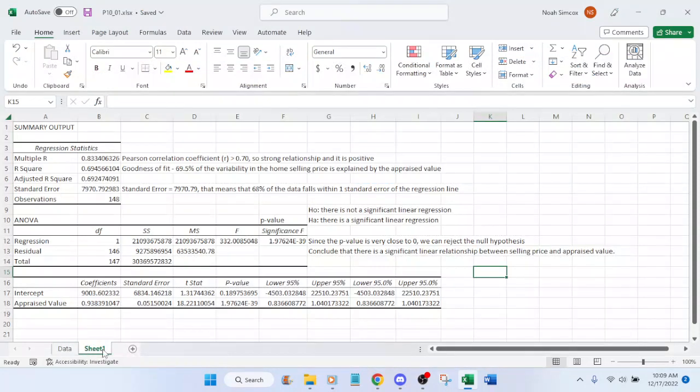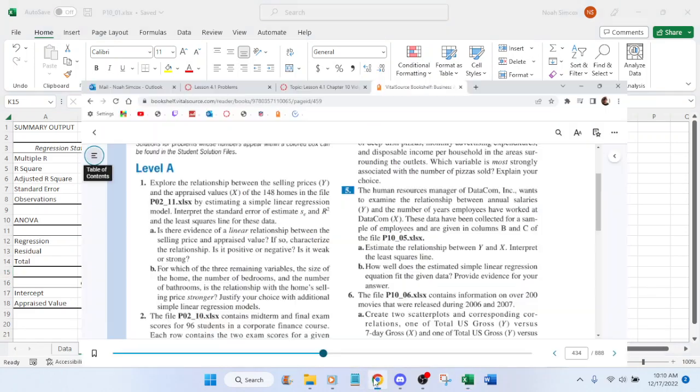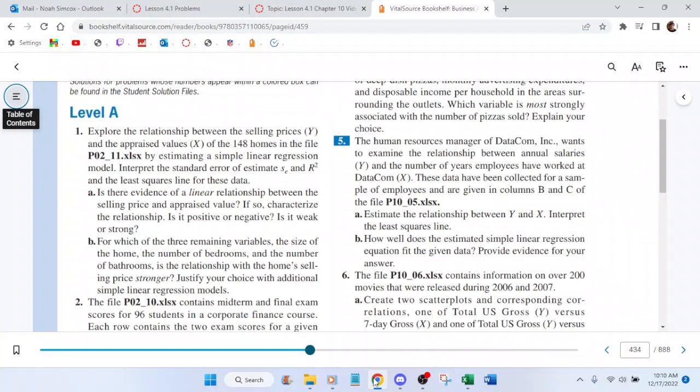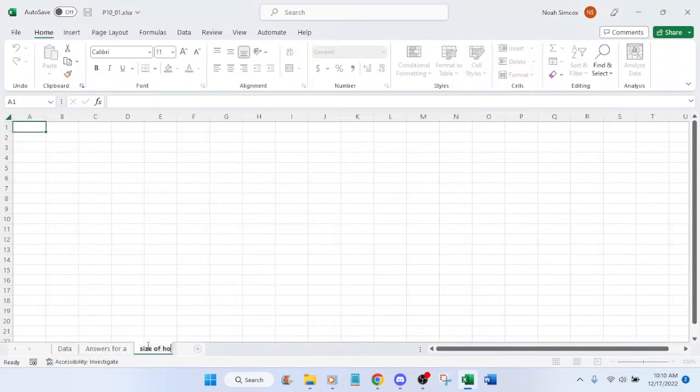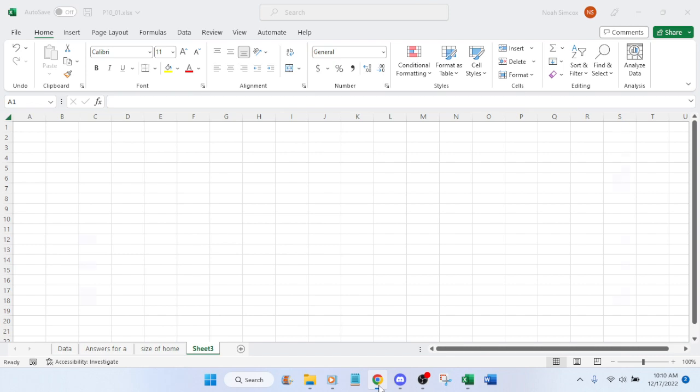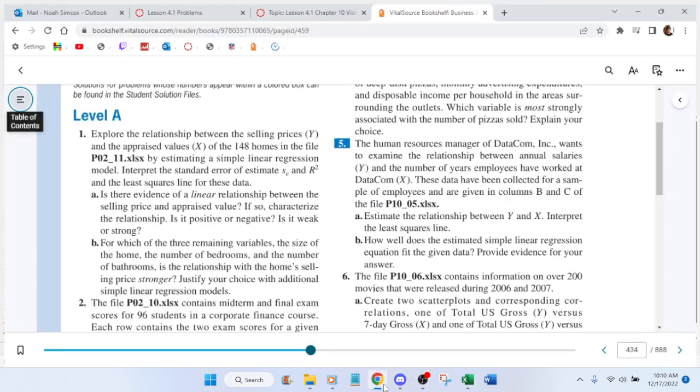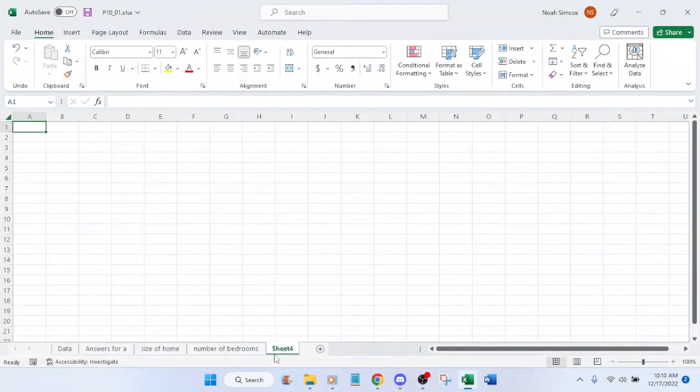We're just going to say this is answers for A. And then we're going to do size of the home, and then we're going to do the number of bedrooms and number of bathrooms.